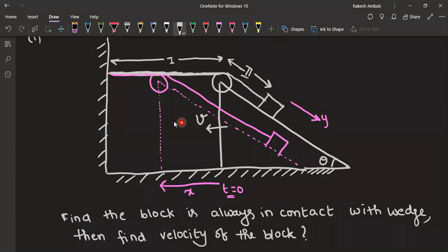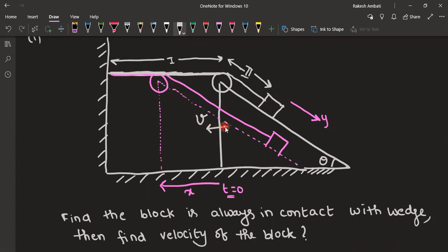Now because of the motion, the first segment length decreases. The wedge is moving from here to here, so the first segment length decreases by x. As the wedge moves to the left side, the block moves down the inclined plane, so the length of the second segment increases. And we know it is an ideal string, so the total length is always constant.